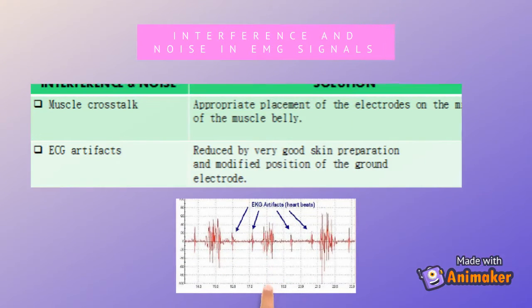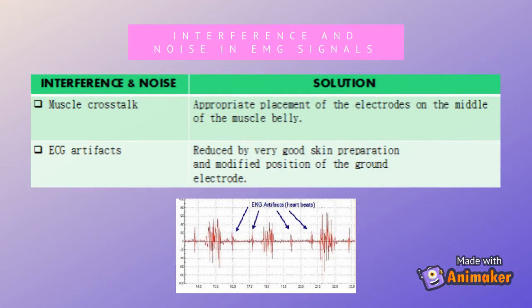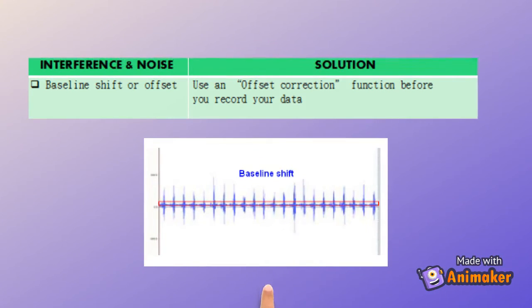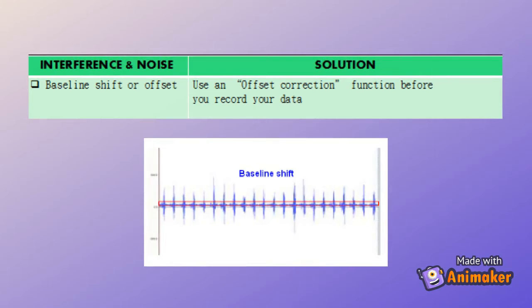Interference is muscle crosstalk and the solution is appropriate placement of the electrodes on the middle of the muscle belly. Second interference is ECG artifacts and the solution is reduced by very good skin preparation and modified position of the ground electrode. Interference and noise is baseline shift or offset and the solution is to use an offset correction function before you record your data.